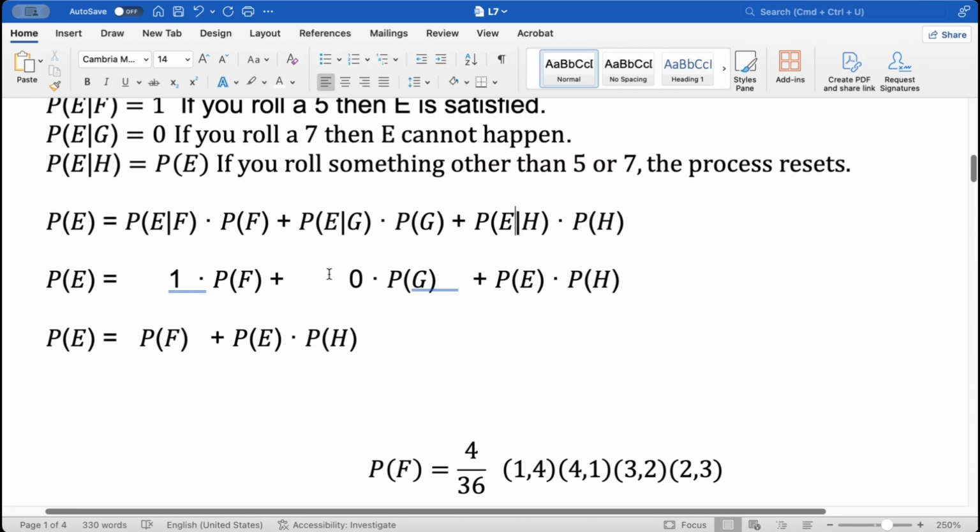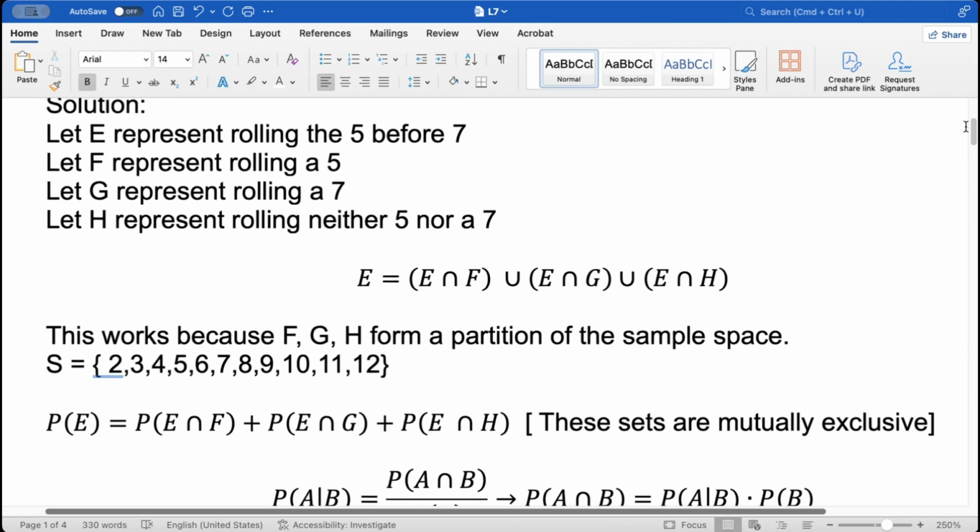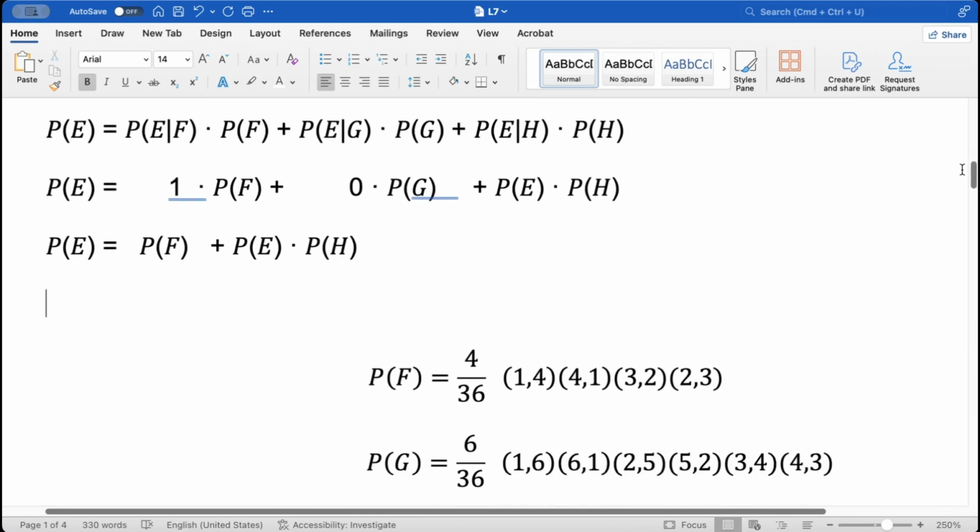Now, technically, we don't really need the probability of G here because it's going to be multiplied by 0, but it's going to help us to calculate H. So what's the probability of G? G was rolling a 7, sum of 7. There's 6 ways to do that: 1,6; 6,1; 2,5; 5,2; 3,4; 4,3. So that's 6 out of 36.